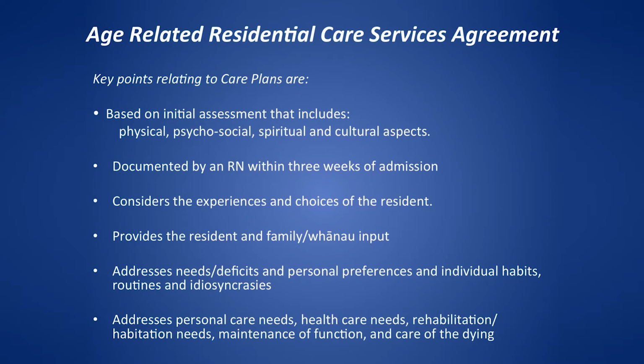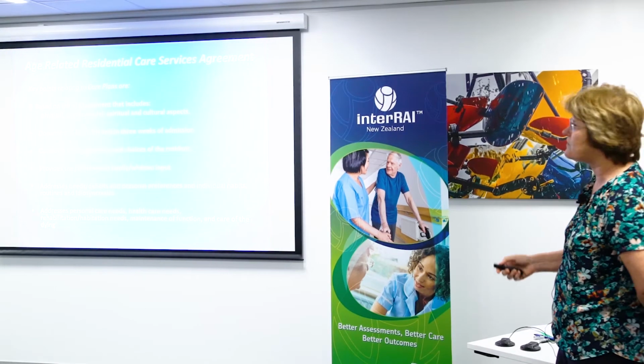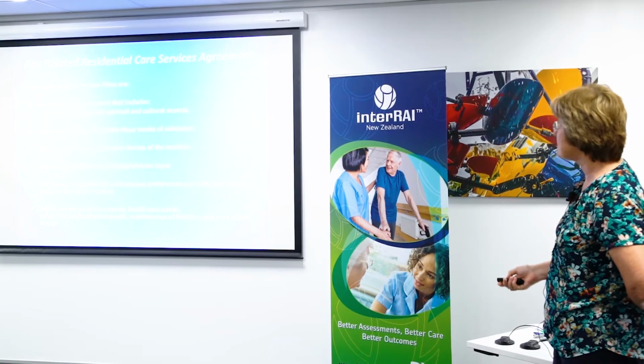So this is the AIS-related residential care services agreement. Those of you that work in residential aged care know this quite well. This is what's required for care planning. It has to be done within 3 weeks. You've got to consider the experiences and the choices of the resident. You've got to have their input from their family whānau. It needs to address deficits and personal preferences, individual habits, so it needs to be individualized. And it also needs to address personal care needs, healthcare needs, rehab needs, maintenance of function, and also palliative care needs. So that's what we're obligated to do based on the contract.